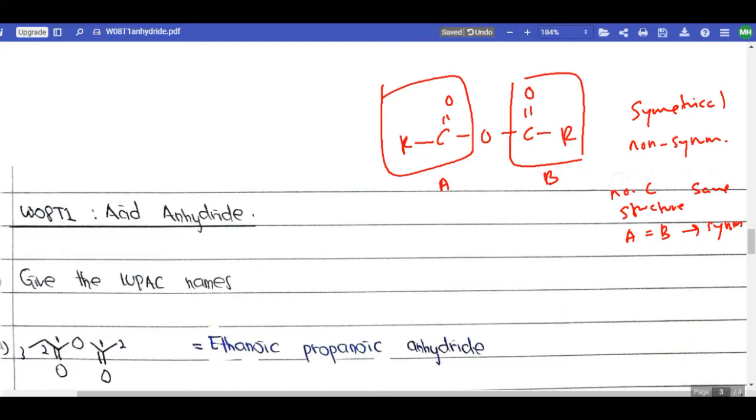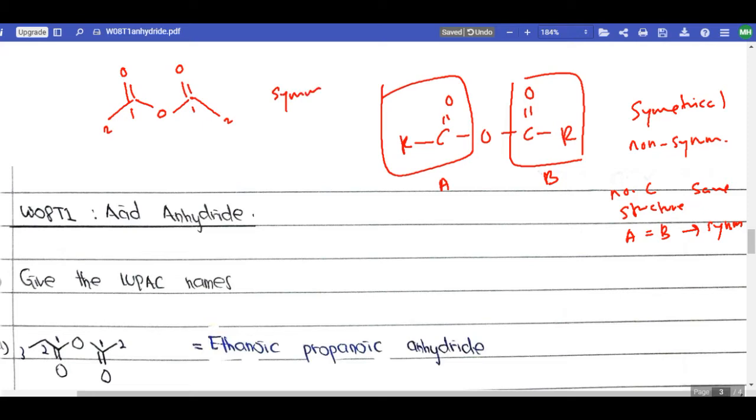For instance, if we have a structure like this, there are two carbons, C double bond O, O, and then C double bond O, and another two carbon on the right side. This will be considered symmetrical because both have the same number of carbon and the structure is the same. There are no other branches, no special addition. The structure for left and right is the same for A and also B. So this will be called symmetrical.